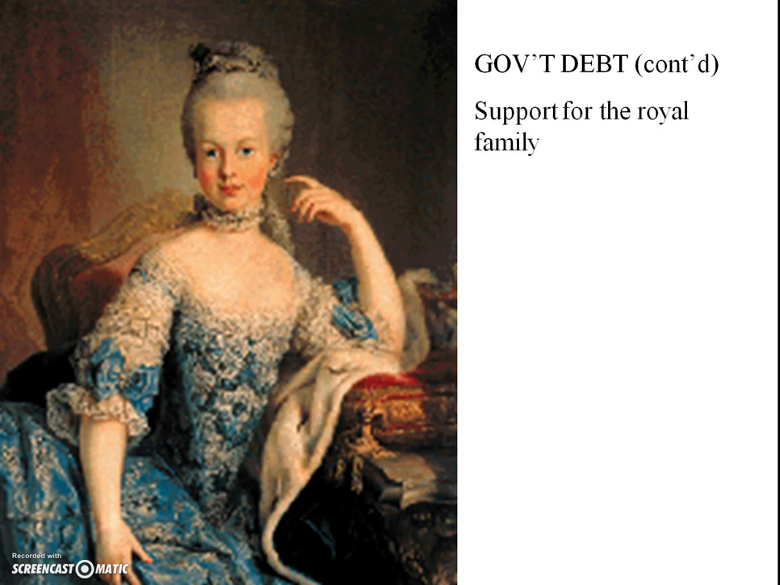In addition to supporting the nobles at Versailles, the government also had to support the royal family. This is Marie Antoinette. She's the wife of Louis XVI. They married when he was 15 and she was 14. Think about that for a moment.